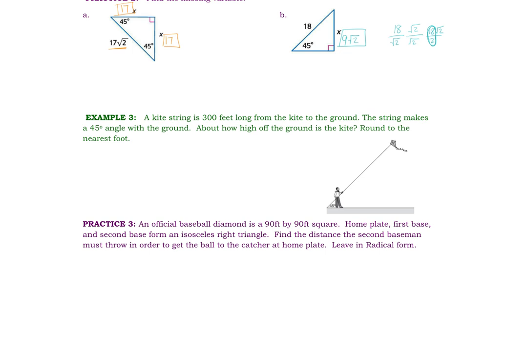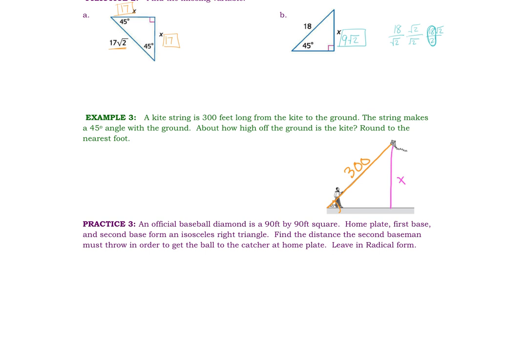Okay, so the next one here, it says a kite string is 300 feet long. Okay, so if they're saying the string is 300 feet long, that means this line right here is 300. From the kite to the ground, the string makes a 45-degree angle with the ground. About how high off the ground is the kite, rounded to the nearest foot? Okay, so they're asking for this measurement right here. So that's my x.